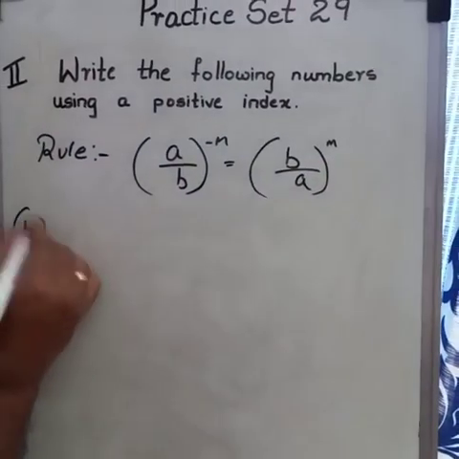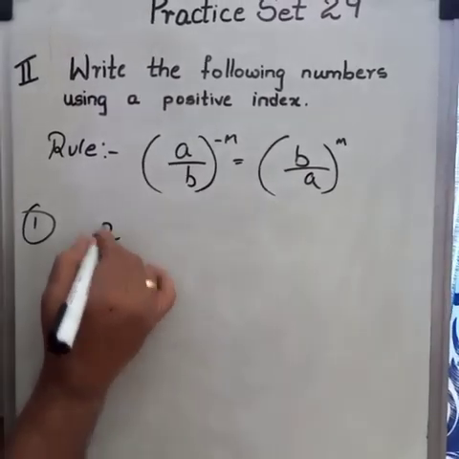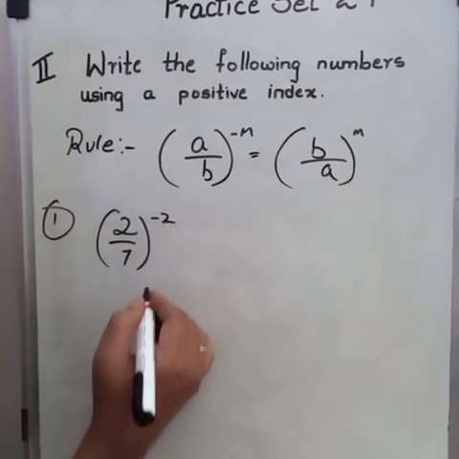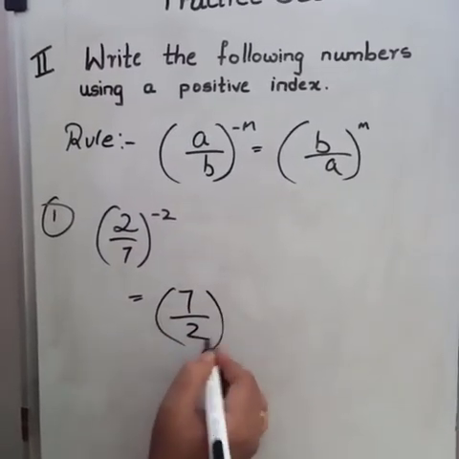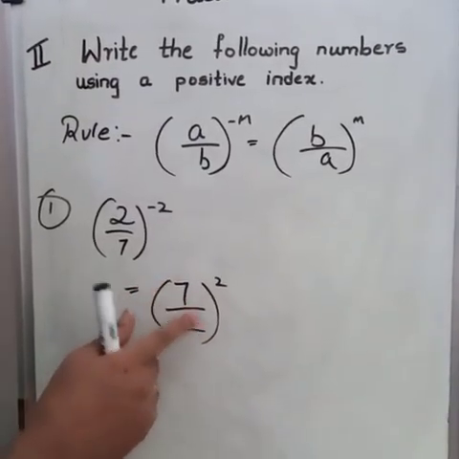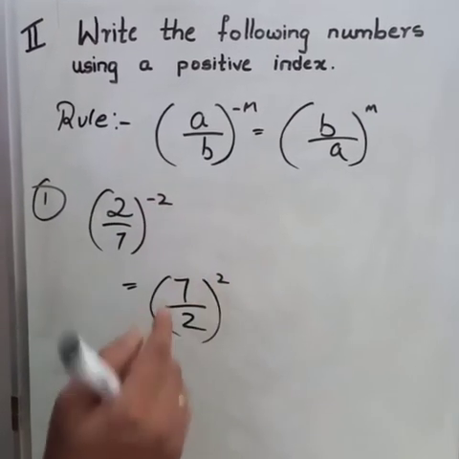Now we'll do the first sum. 2 upon 7 raised to minus 2. So it will be 7 upon 2 to the power 2. It has been reciprocated. 7 upon 2 and the minus 2 has been changed to 2.